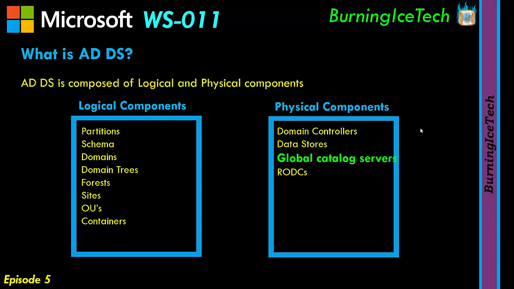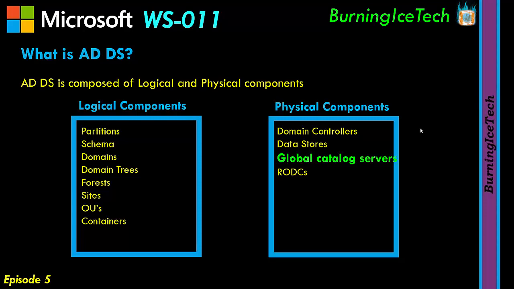Third one being global catalog server. So a global catalog server is a domain controller that hosts the global catalog, which is a partial read-only copy, partial, not a complete RODC. So it's a partial read-only copy of all the objects in multiple domains in the forest. A global catalog speeds up searches for objects that might be stored on a domain controller in a different domain.